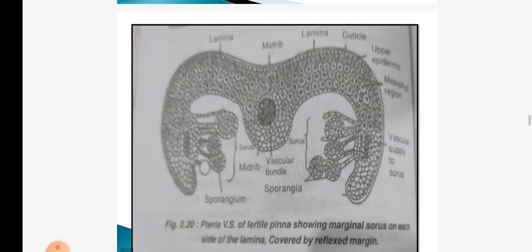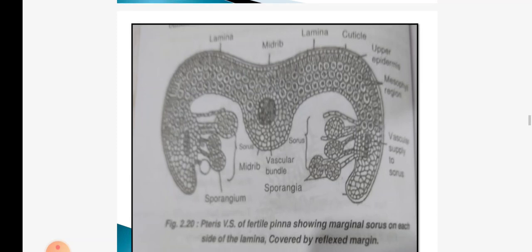This is vertical section of fertile pinna showing marginal sorus on each side of the lamina. It is covered by reflexed margin. The structure containing sporangia is called as a receptacle. On both sides of the leaflet, these sporangium structures are present, which are fertile structure. The section consists of vascular bundle at the center.